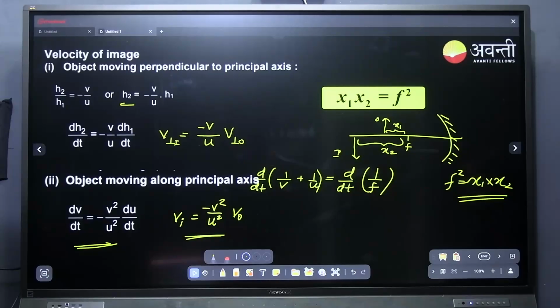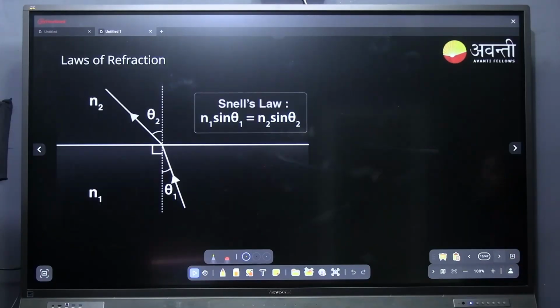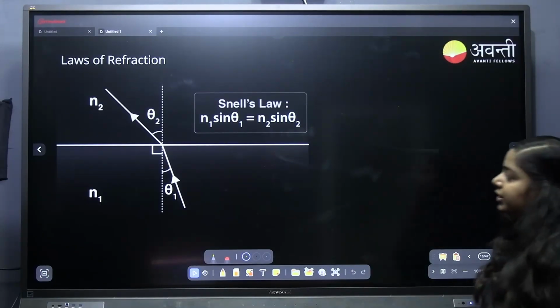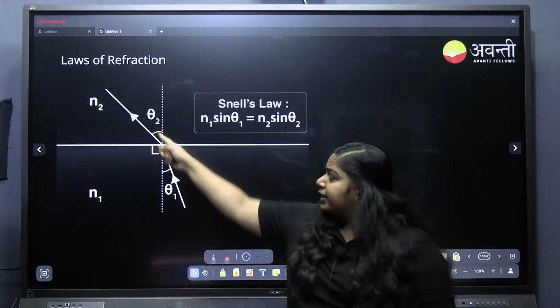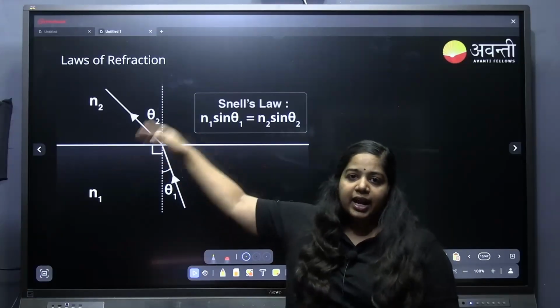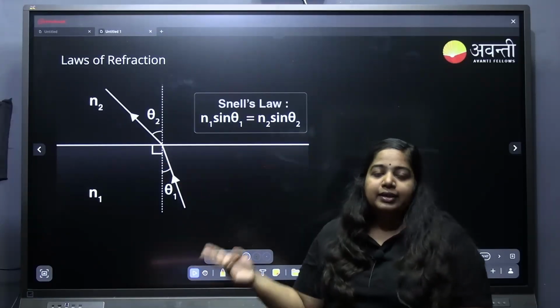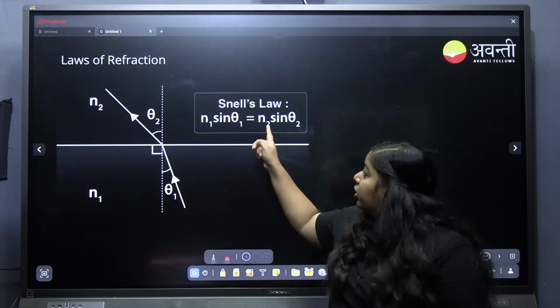Okay, then let's move on to the next topic. Next is laws of refraction. In this, the first one is that the incident ray, refracted ray and normal all lie in the same plane. The second law is Snell's law. And what does it say?